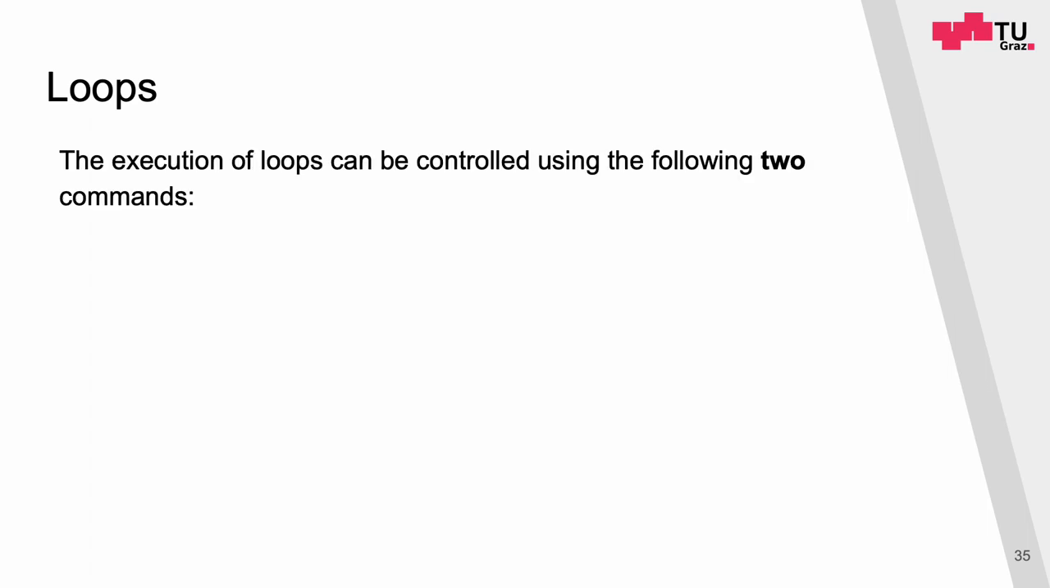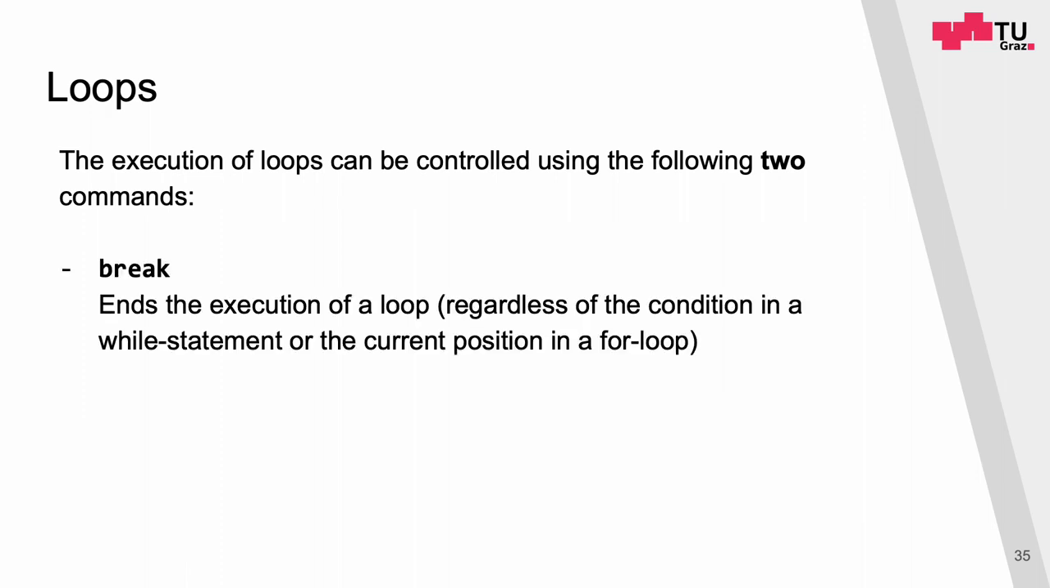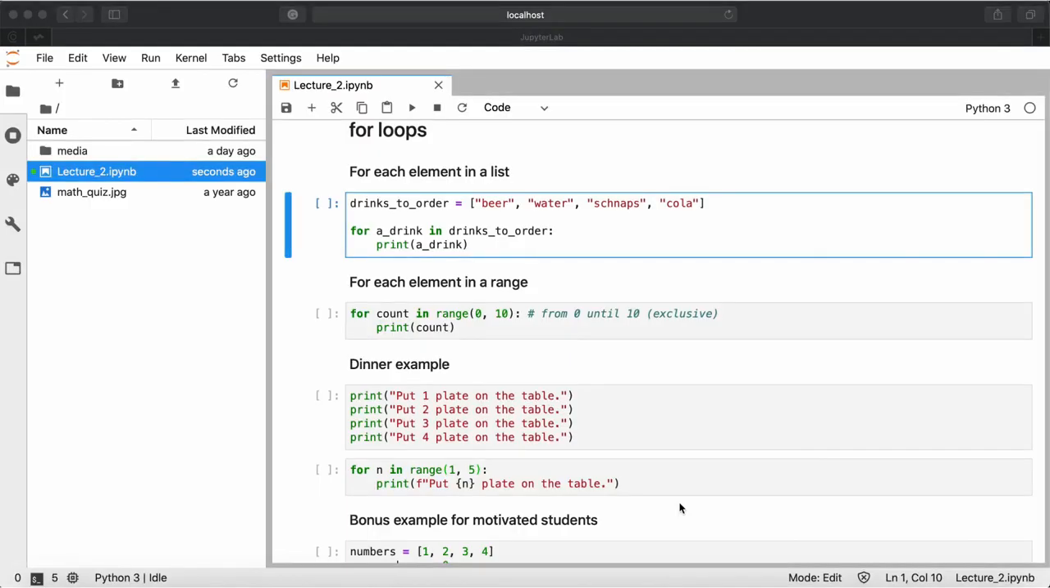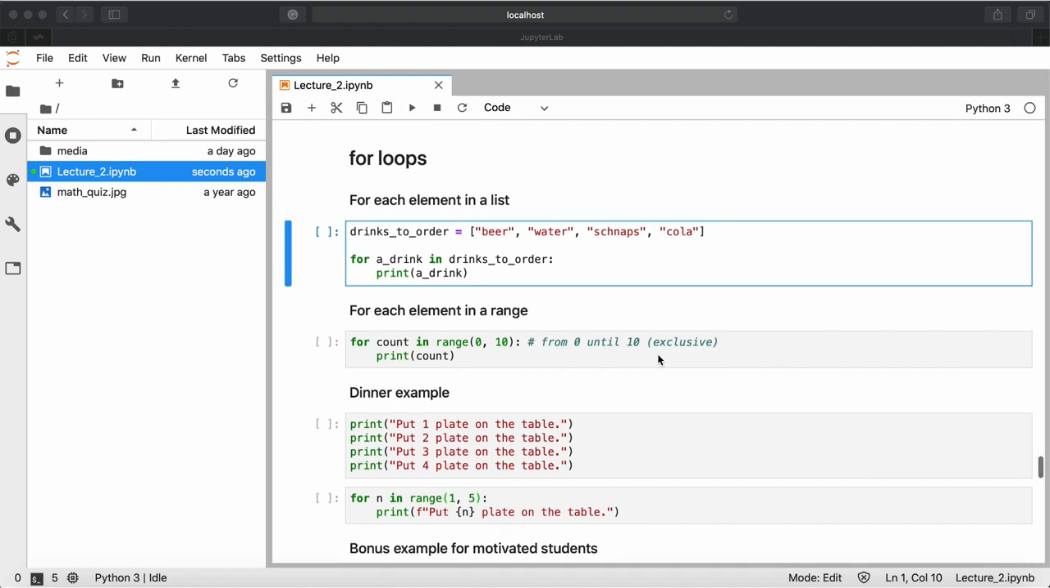We can then further control the execution of a loop using the following two commands. The first one is break, which ends the execution of a loop, regardless of the condition in a while statement or the current position in a for loop, or continue, which skips the remaining code of the current execution and starts with the next iteration of the loop. Let's look at some practical examples.